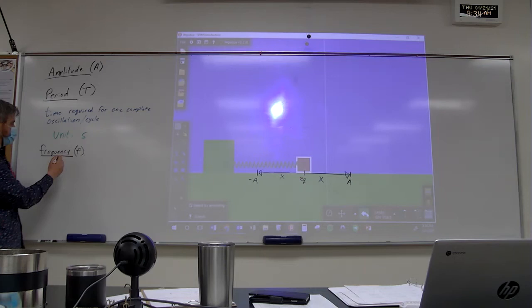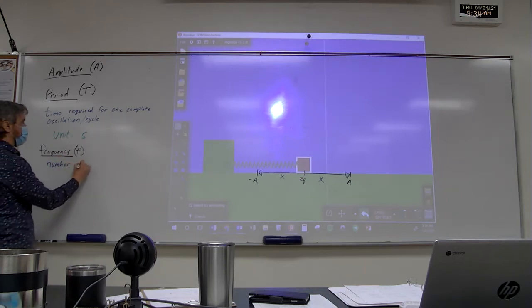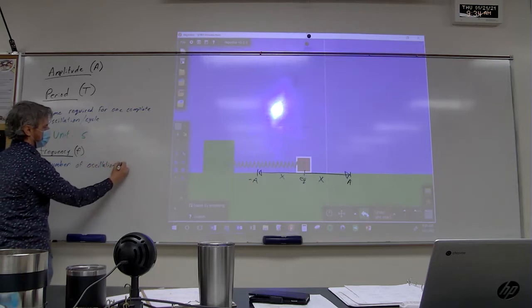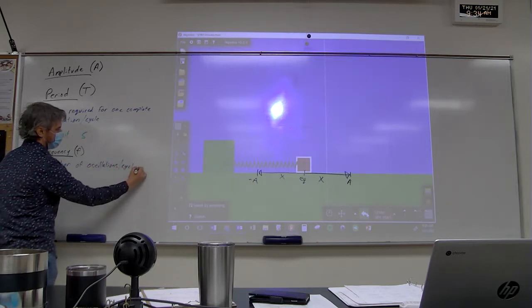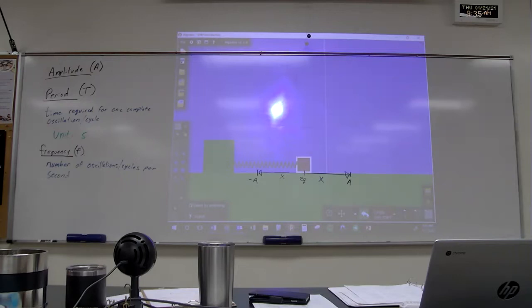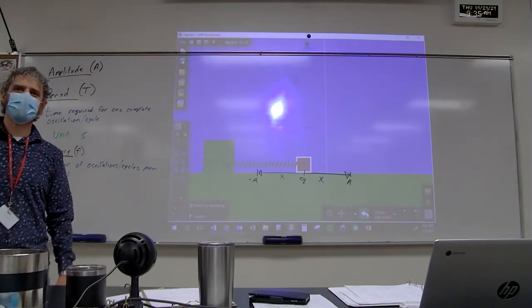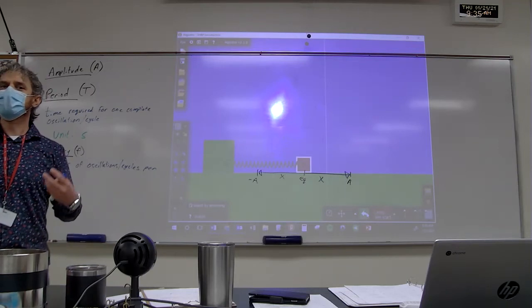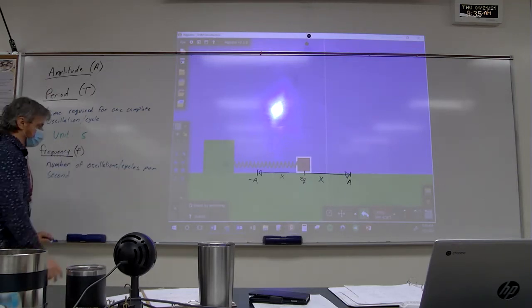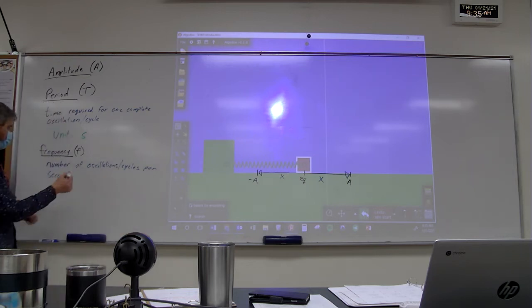The frequency is the number of oscillations or cycles per second. So if you have 4 complete mass spring oscillations per second, then the numerical value for that frequency is 4. That's simple. Okay. The unit is kind of weird.